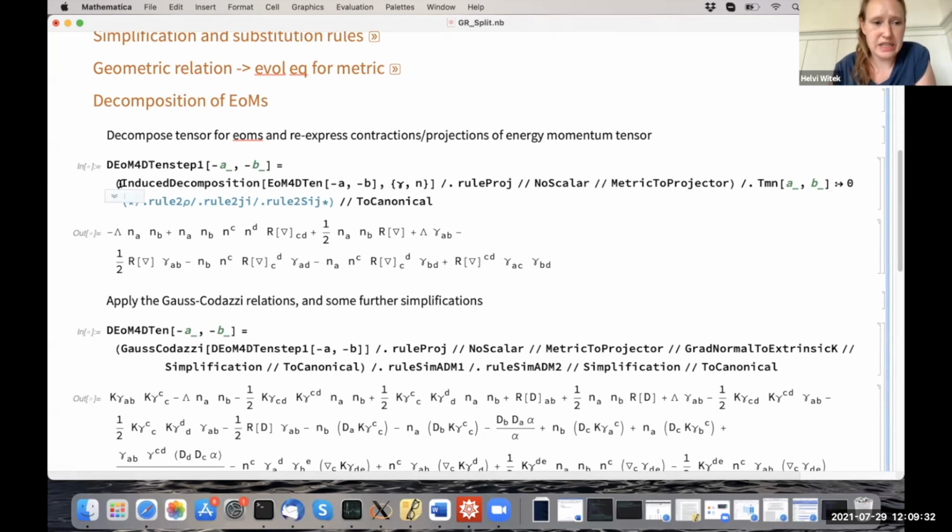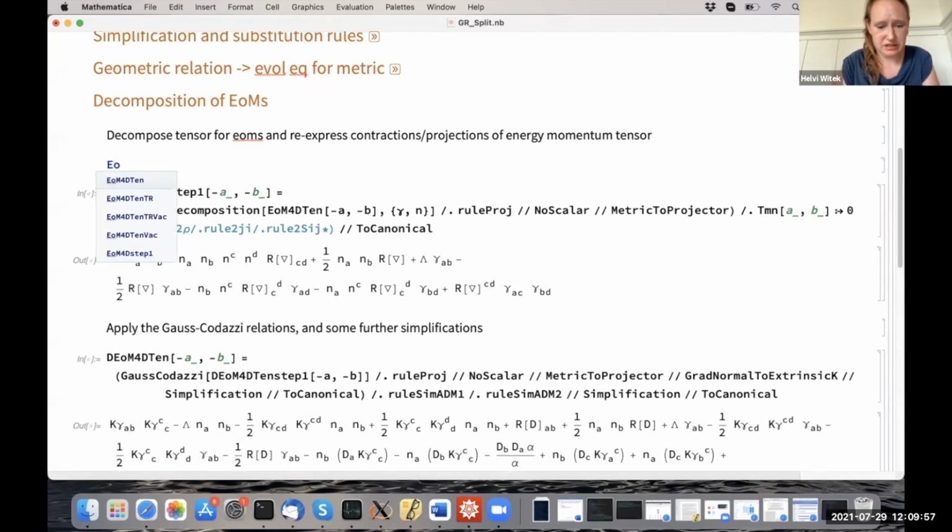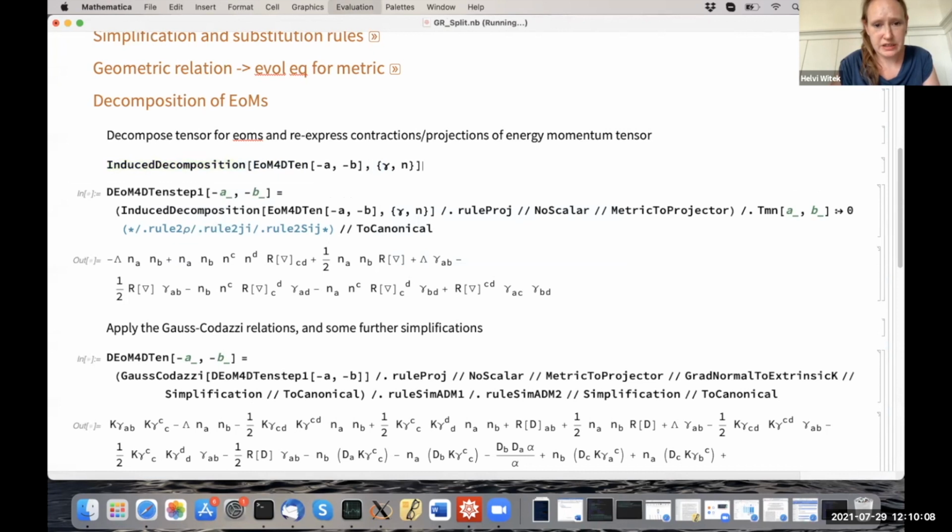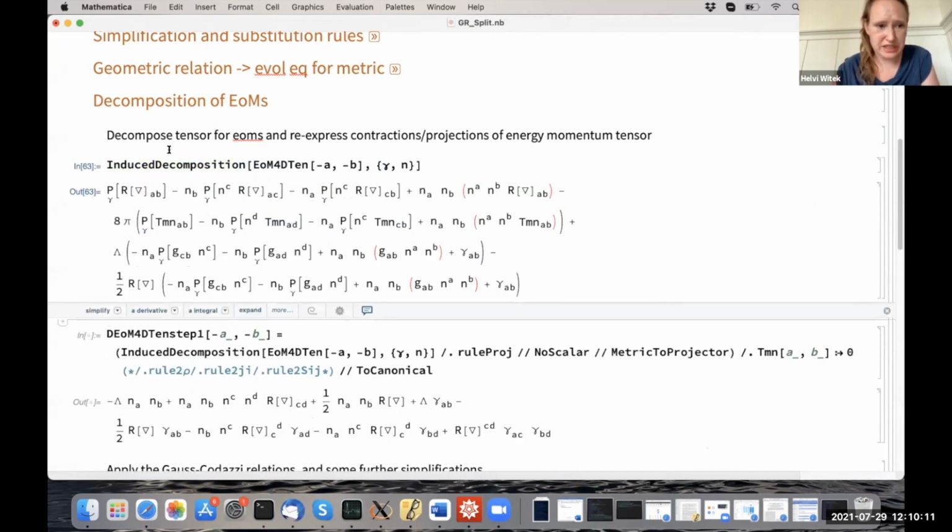So this is the very first step: I take my four-dimensional field equations that I derived before, and I induce this decomposition with respect to our induced metric, or our three-metric, and the normal vector. Maybe I can show you in a bit more detail what's happening here. If I were to just perform this induced decomposition, here is the output that I would get.